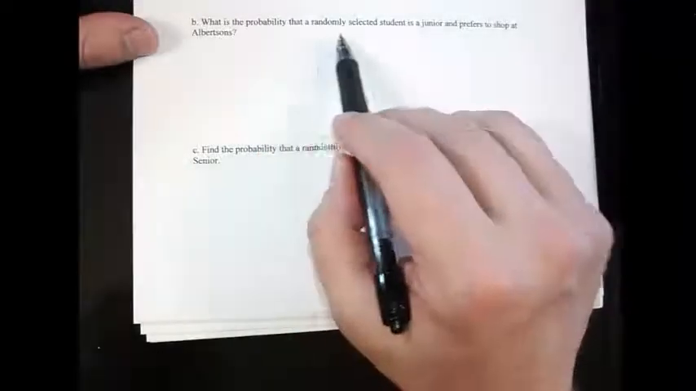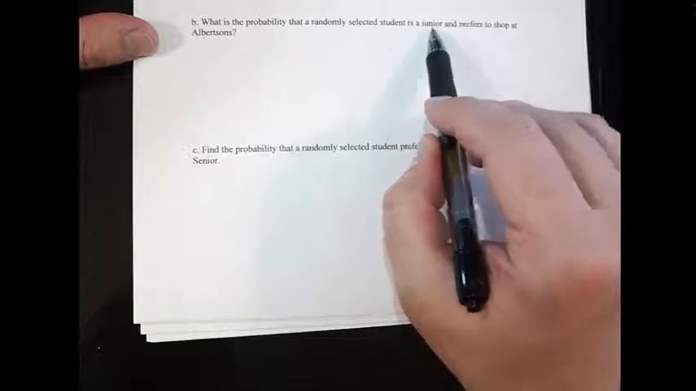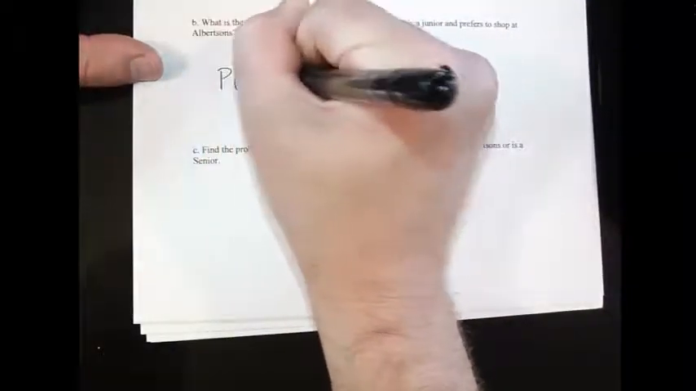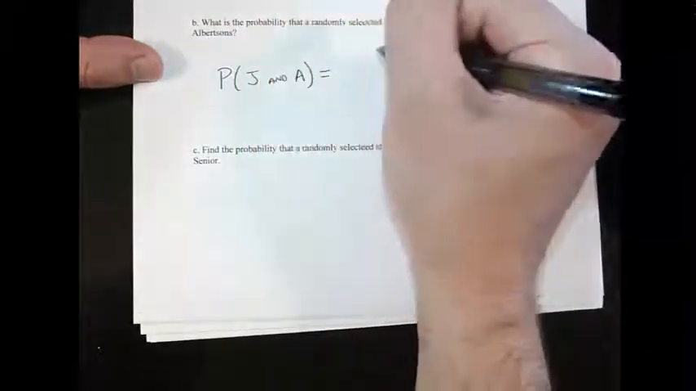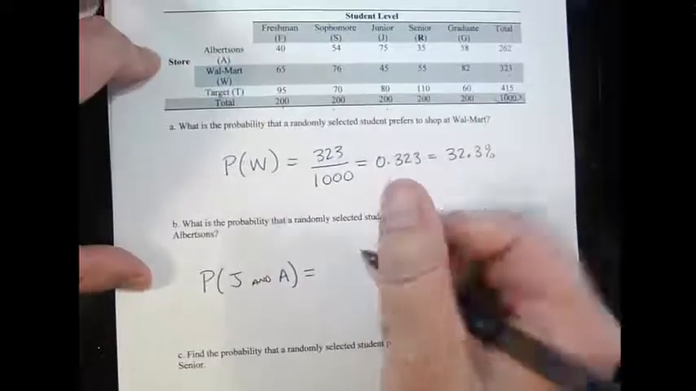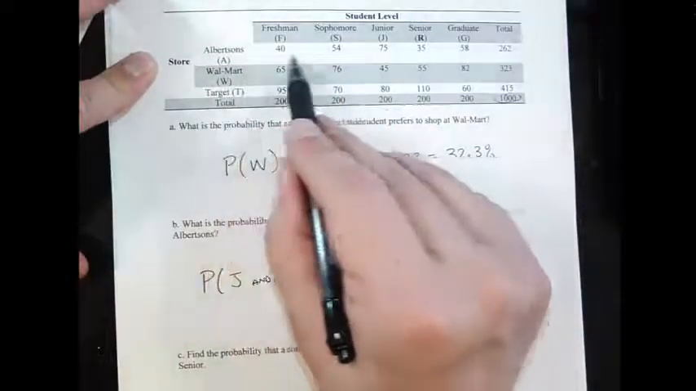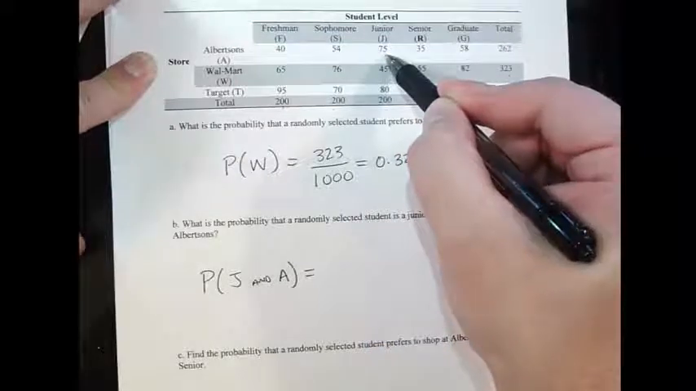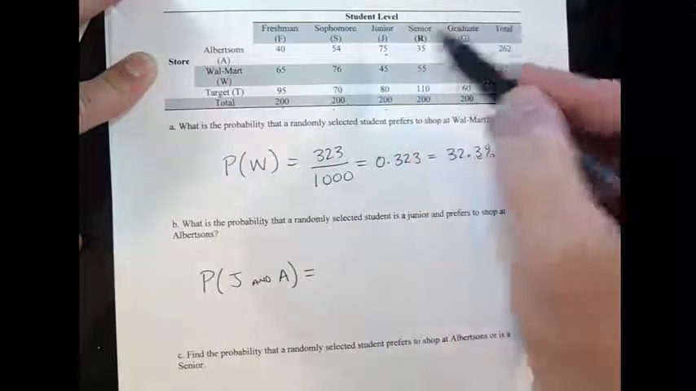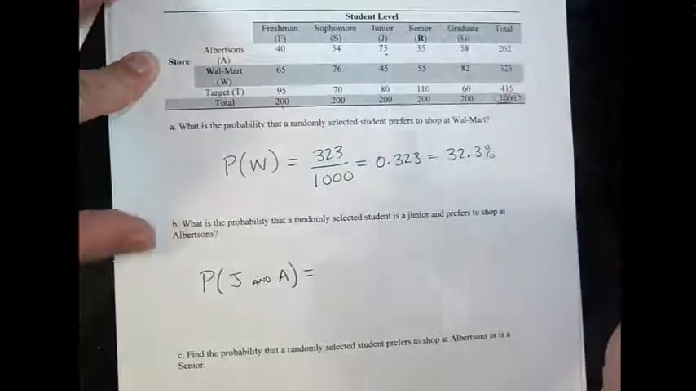What is the probability that a randomly selected student is a junior and prefers to shop at Albertsons? So probability junior and Albertsons. And then that means matching up Albertsons and junior, identifying that inside the table, and that's 75 out of everybody.